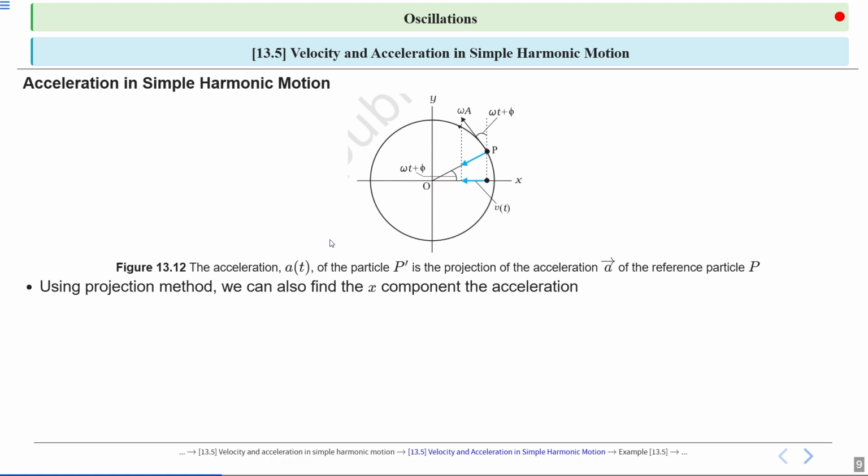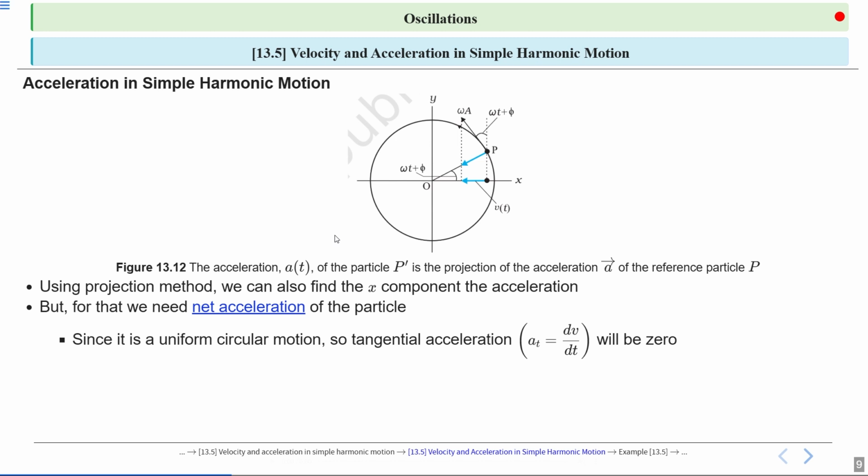In SHM, the motion along the x-axis is what we are really interested in. But before we can find that x component, we need to know the net acceleration of the particle. The net acceleration is the total acceleration acting on the particle at any instant. Net acceleration determines how the particle's velocity changes as it moves.